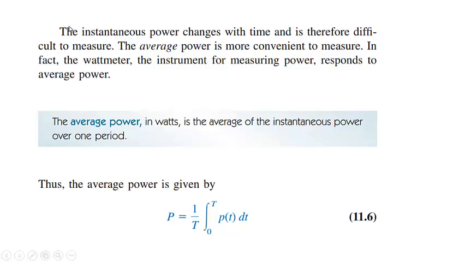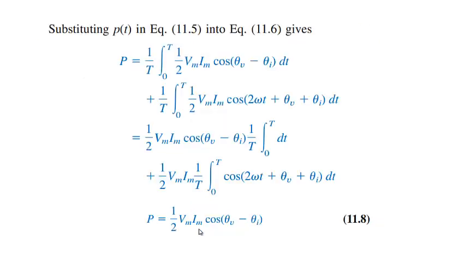What is this average power? The average power is usually measured and calculated in watts. It is the average of the instantaneous power over one period. So the average is given by 1 by T, integral from 0 to T, p of t dt. Here T is the time period of the power. It may not be the time period of the voltage or the current.